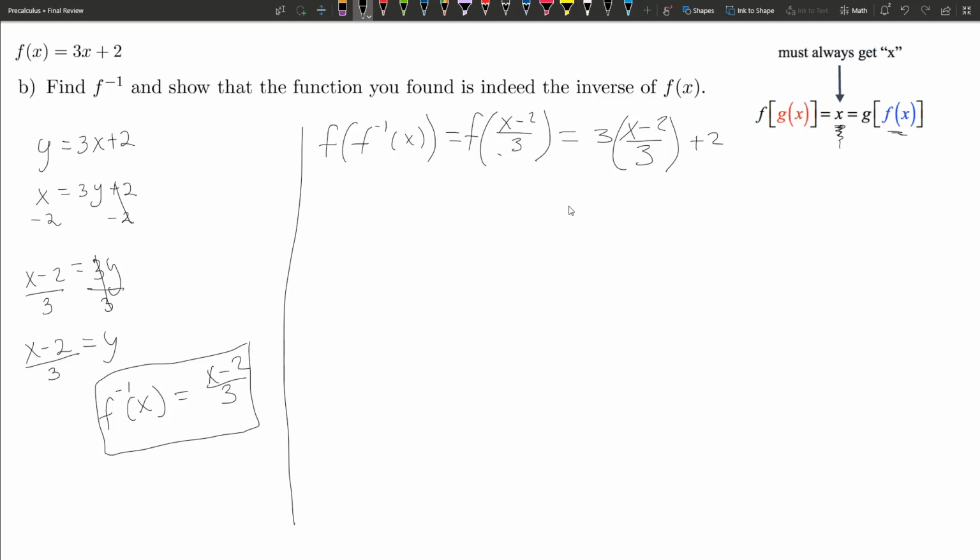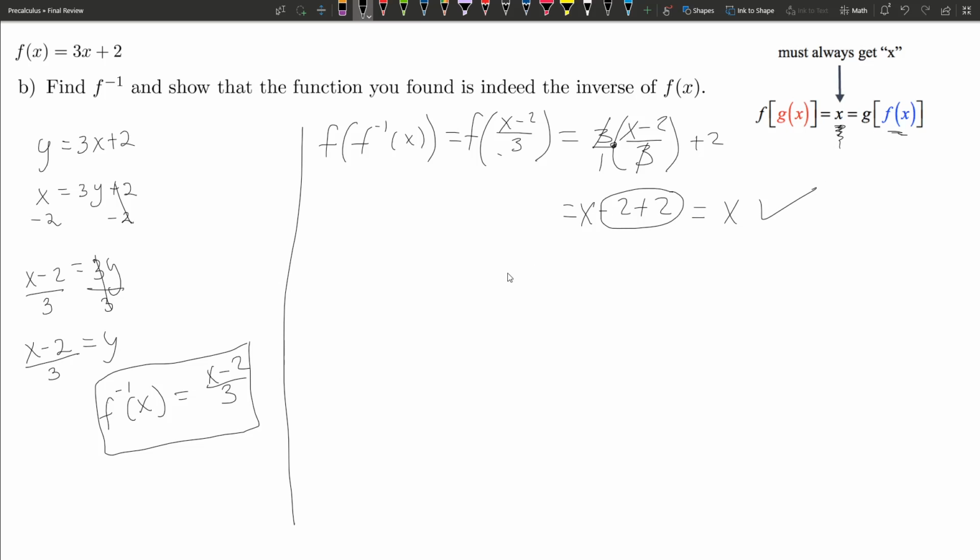And okay, let's see what happens. Well, this 3 and that 3 cancel out, right? Because this is really just 3 over 1. 3 divided by 3 is just 1. You could only do that because this is all multiplication here. So we end up with x minus 2 plus 2. This negative 2 and that positive 2 zero out. And you end up with just x, right? So this one checks out.